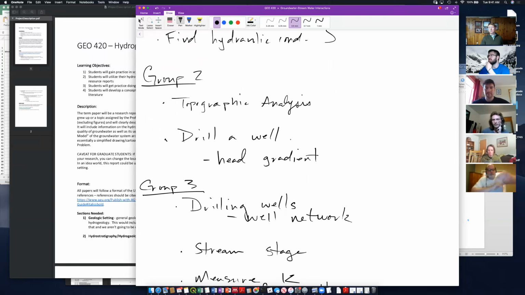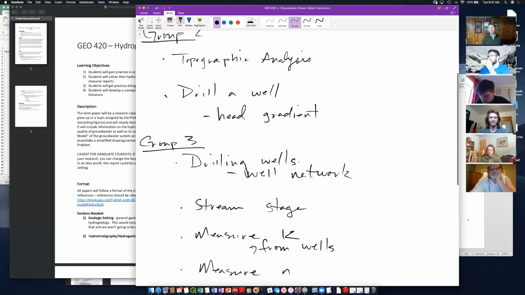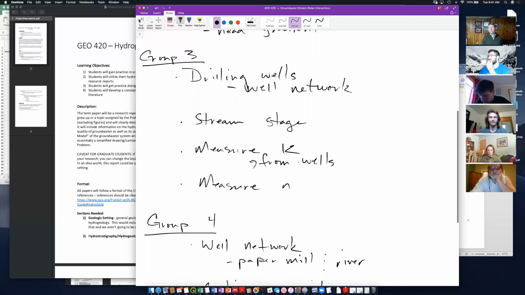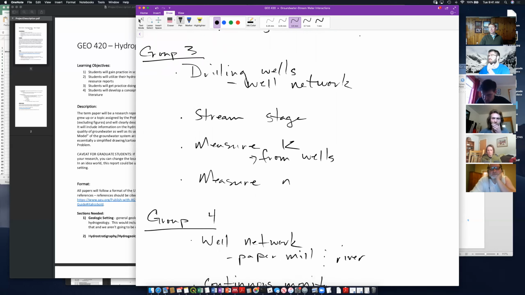The topographic analysis is interesting. Topography and hydrology, while similar, are different, but drilling a well and looking at the head gradient is a good idea. I think there are some things that group 3 did that were very thorough. First of all, we need a well network, all right? Both 3 and 4 had well networks. It's really going to be hard to tell anything from one well.